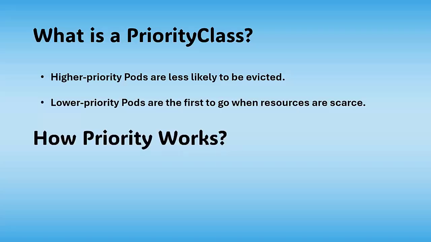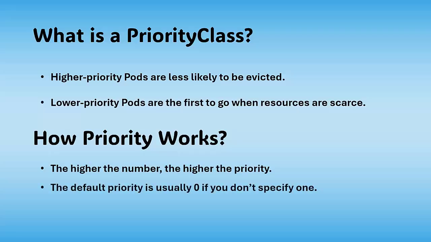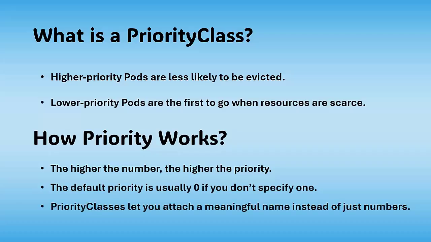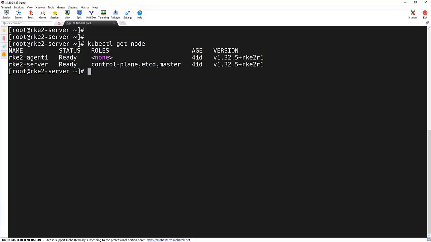How does priority class work? Each pod can be assigned a priority value, a plain integer. The higher the number, the higher the priority. The default priority is usually 0 if you don't specify one. And priority classes also let you attach a meaningful name instead of just numbers. Now let's create a priority class called high-priority with a value of 10,000.